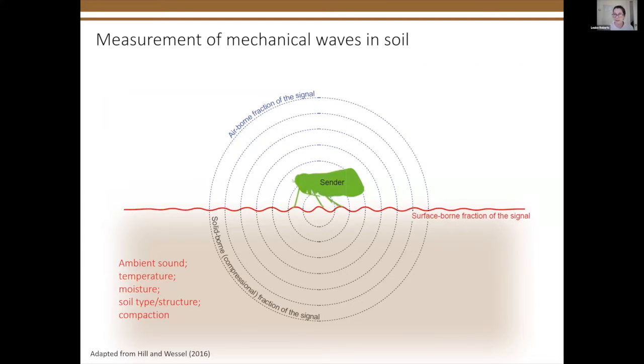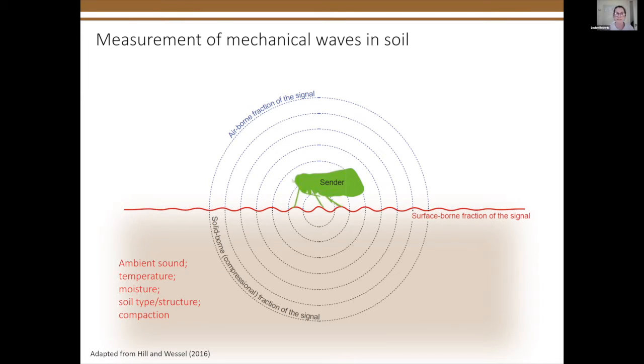So how do we measure sound and vibration in soil? Well, firstly, what are we talking about when we say sound and vibration? So here, if you look at this diagram, we have an insect here in the center, which is actively producing a sound. And you can see that sound is radiating into the air above, and that is what we would hear with our pressure sensitive ears. And it's also radiating down into the soil as well as a sound wave.